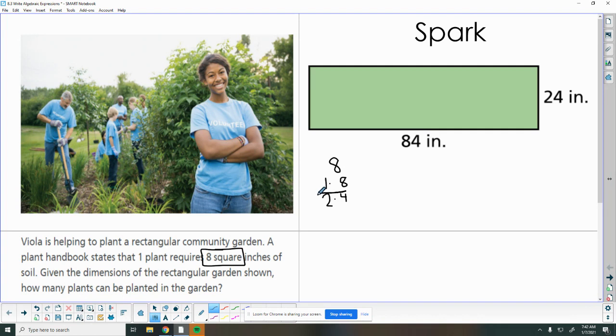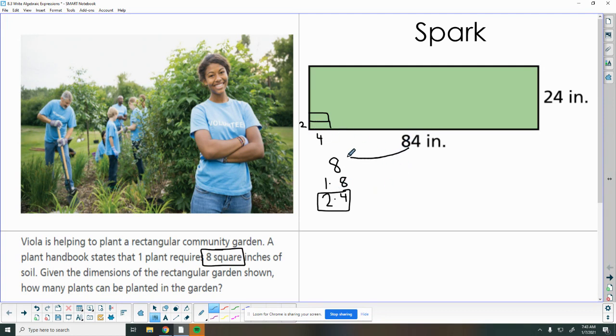So I know I'm going to use this 2 by 4 rectangle. I know that I have this area here, 84 by 24. So I need to give it 4 inches this way and 2 inches this way. I need to create a rectangle that is 4 by 2, and I'm going to see how many of those can fit inside of here. Now, I don't want to draw that, so I'm going to use some math here.